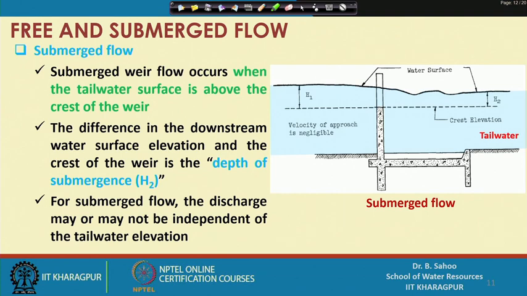In case of submerged flow condition, the submerged weir flow occurs when the tailwater surface is above the crest of the weir. The difference between the downstream water surface elevation and the crest of the weir is the depth of submergence, that is capital H2. You can see in this figure, capital H2 is the depth of submergence. For submerged flow, the discharge may or may not be independent of the tailwater elevation.